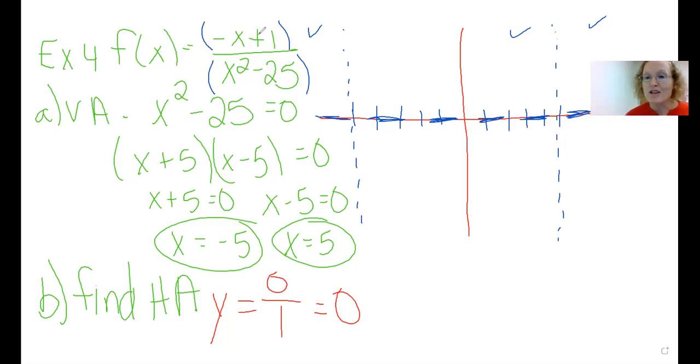So just for a little extra practice, since on the last one we only found 2 points, let's find at least 2 points here for a second. So let's pick, I'm just going to pick x equals 0.